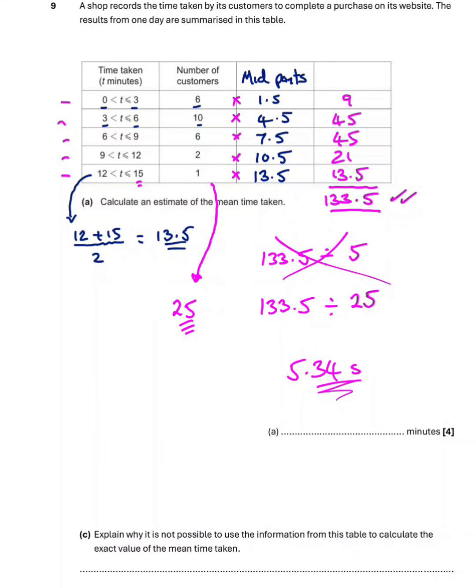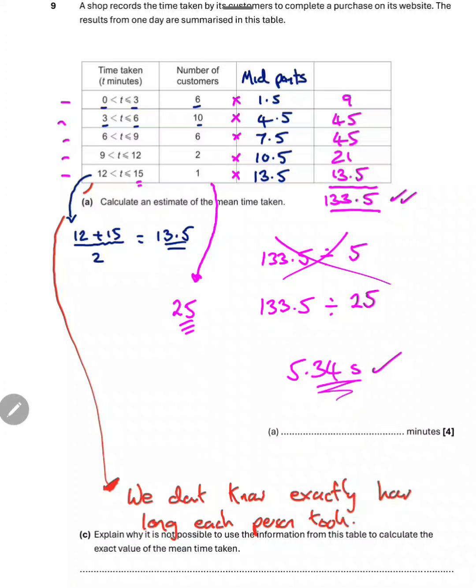It just can't happen. Part C says, why is it not possible to use the information in the table to calculate the exact mean? And it's just looking at these times here, and you can write something like, you've no idea what each person took in terms of time. They took between 12 and 15 minutes in that last row. Who knows what time they actually took, so we can't get the exact mean.